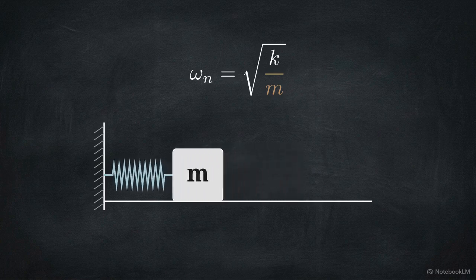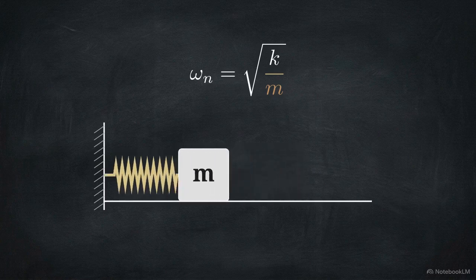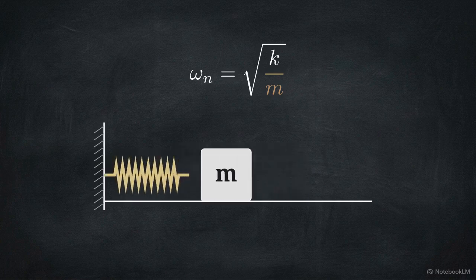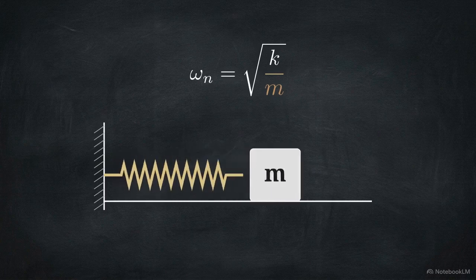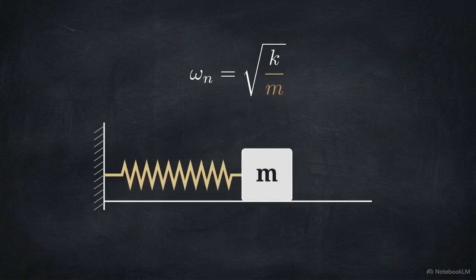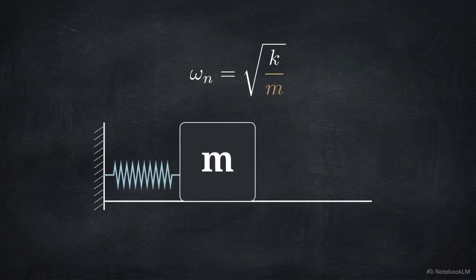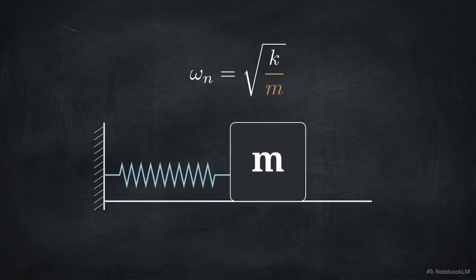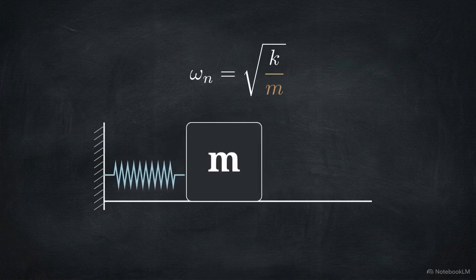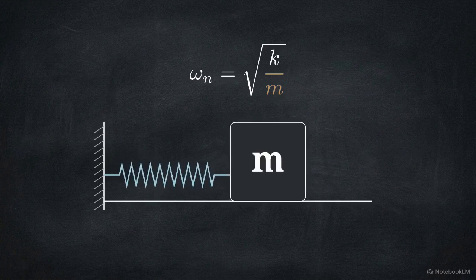Look at the letter K, which represents the spring's stiffness. If we swap in a stiffer spring, it pulls back harder and forces the bounces to happen much faster. The letter M stands for mass. If we replace our original mass with a heavier block, it becomes harder to move. The extra bulk slows the system down into a long, sluggish rhythm.